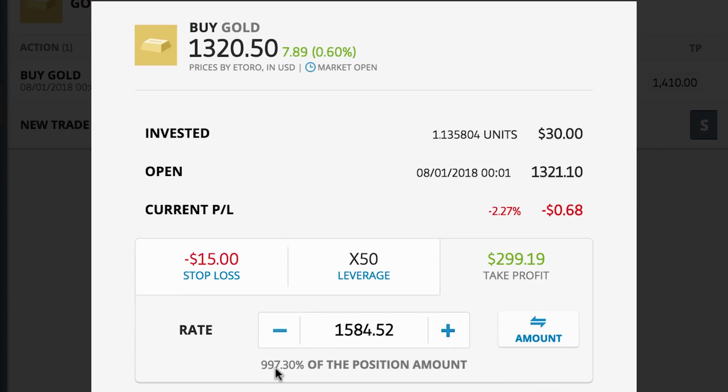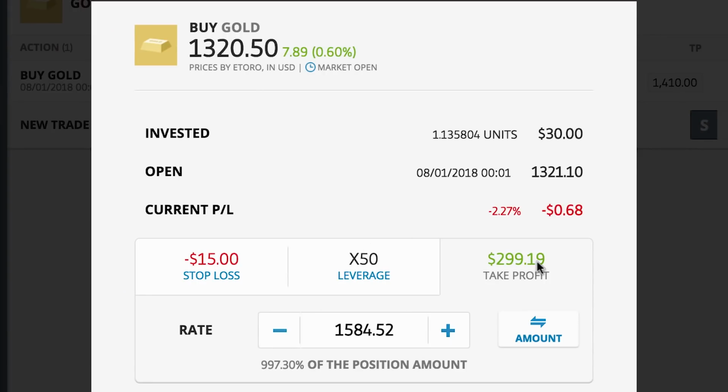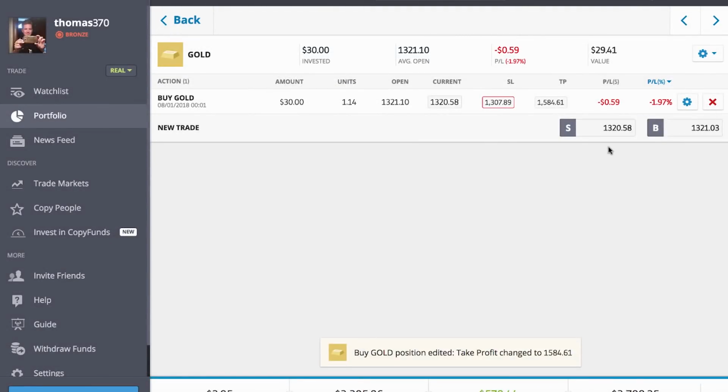But it's 997.30% of the position amount. So the most you can set your take profit is 1,000% or near 1,000% of your position amount. And the way you can keep this moving, you can go in as your asset rises in profit. If gold goes up to 1,325, later on I can come back in here, but I have to do that. Unfortunately, I can't just disable it altogether. I can come back in and click here and readjust it upwards, you see. Boom, boom, boom. I can keep readjusting it upwards as the value increases. And then that will show here. That's the only way to do it.